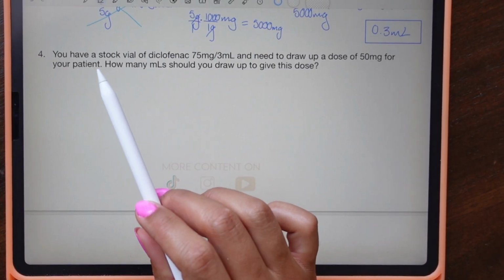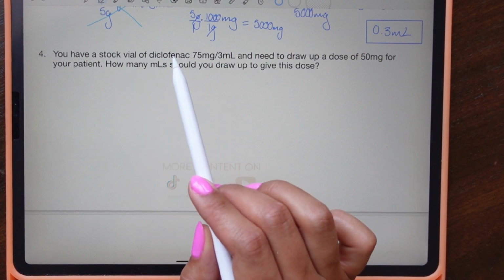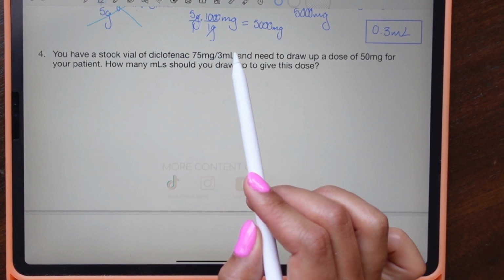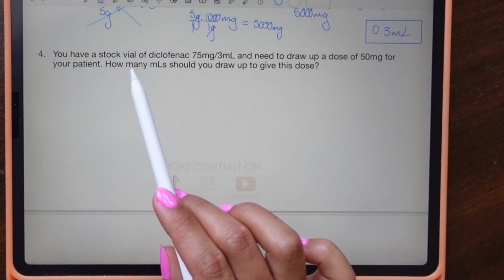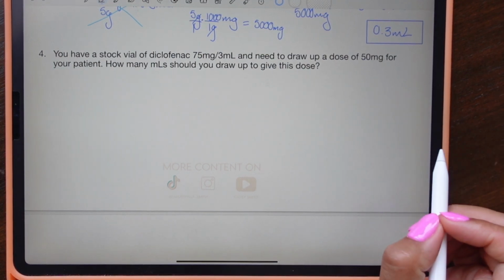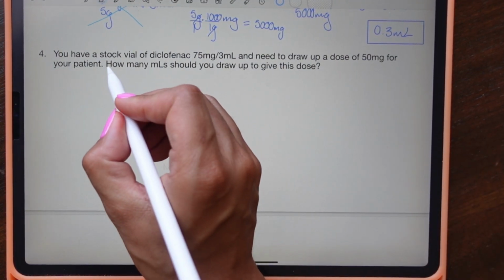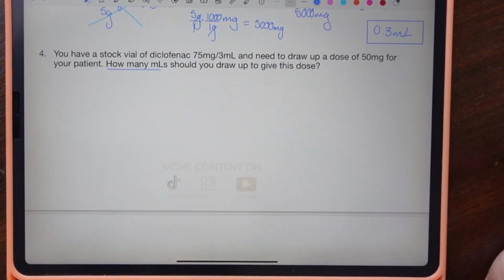Number 4, the next problem I'm going to be solving in this video. You have a stock vial of diclofenac, 75 milligrams per 3 mils, and you need to draw up a dose of 50 milligrams for your patient. How many mils should you draw up to get this dose? So first question, what is this problem asking us to solve? This one was nice and straightforward, and it said, how many mils? So we're solving for milliliters, or the volume.